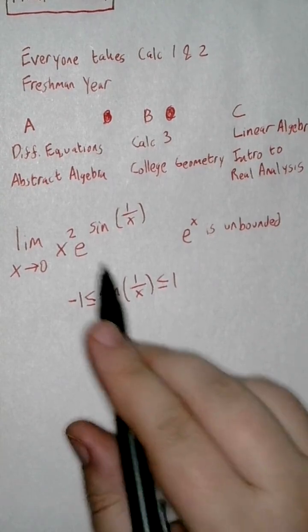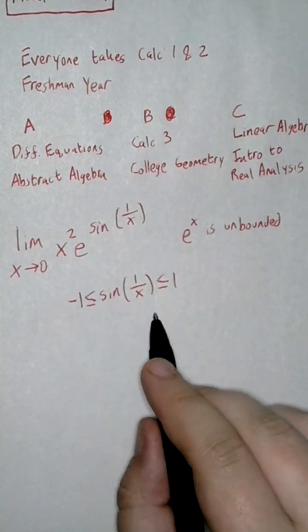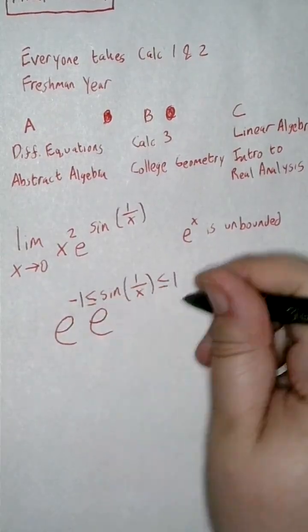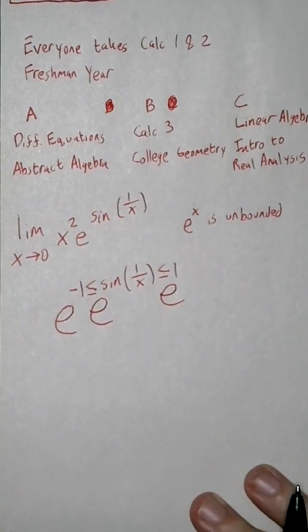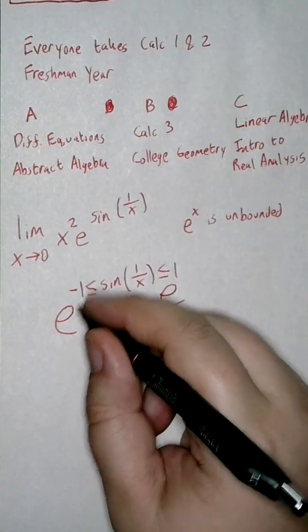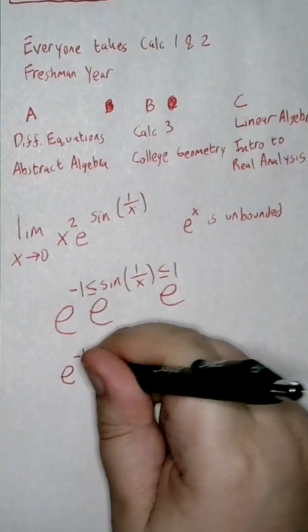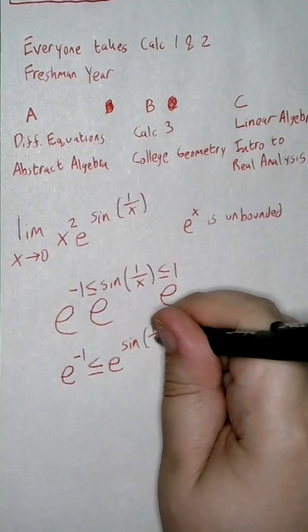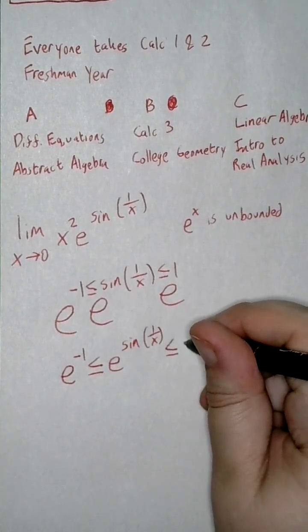So, here, what I'm going to do is I'm going to raise e to everything in my inequality. So I have e here, and e here. Excuse me. So, here, e to the negative first, I'm just going to leave that as e to the negative 1. And that's going to be less than or equal to e to sine of 1 over x. And then it's going to be less than or equal to e.